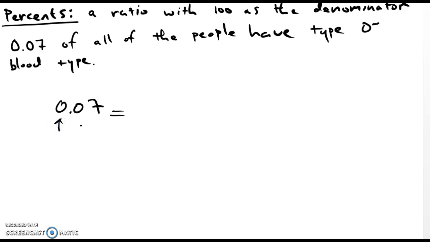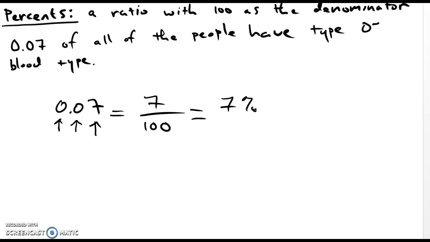You learned this a couple years back, I think. That's your ones place. This is your tens place. And this is your hundreds place. So 7 over 100. That's converting it to a fraction. Well, all a percent is a fraction over 100, so that's 7%. It's easier just to say 7% versus 7 over 100.